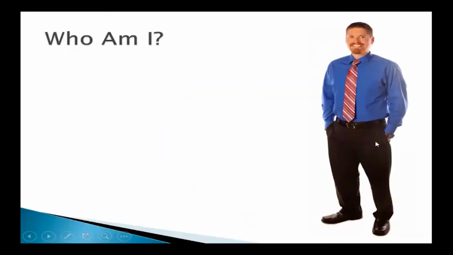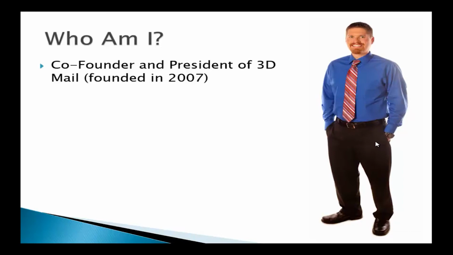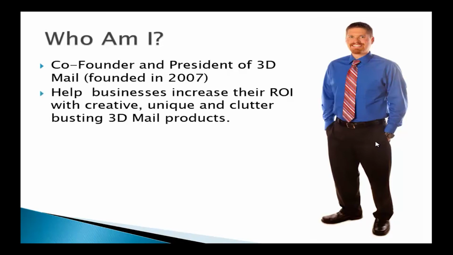First off, just a little bit about me, who I am. If you're on this webinar, you've likely been getting my emails. You've probably gotten some direct mail pieces from me. You may have seen some other videos of me. So you may have a pretty good idea of who I am. But those of you who don't, my name is Travis Lee. I'm co-founder and president of 3D Mail. We founded this business, when I say we, I'm talking about my father, Keith, and I in 2007. And our goal is to help businesses increase their return on investment with creative, unique, and clutter-busting 3D mail products. That would be our unique selling proposition, or USP.